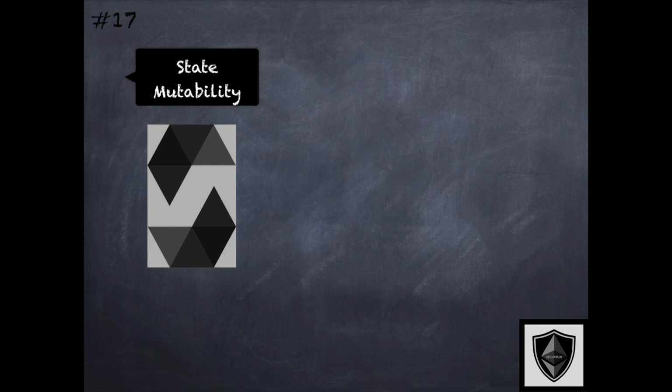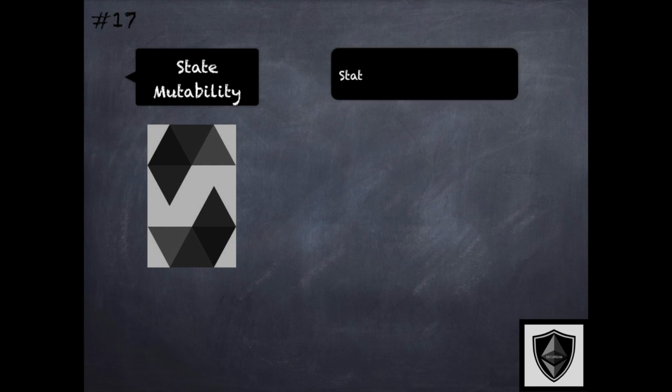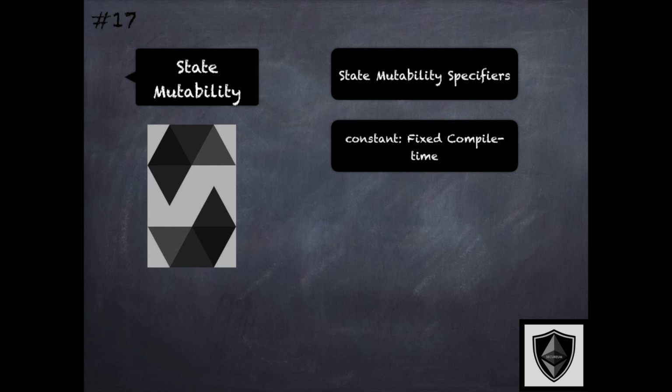State variables also have a concept of mutability. This really indicates when can these state variables be modified and what are the rules for those modifications. There are two such specifiers. They are constant and immutable. Constant state variables are fixed at compile time. This essentially means that these variables have a value that is the same as when they were declared for the life of the contract. And there are certain rules for what expressions can be used for defining these constant variables within the contract.